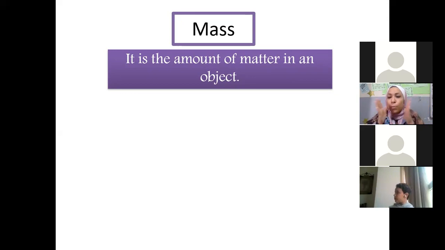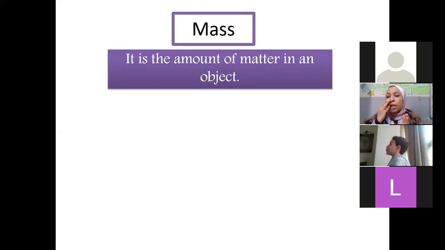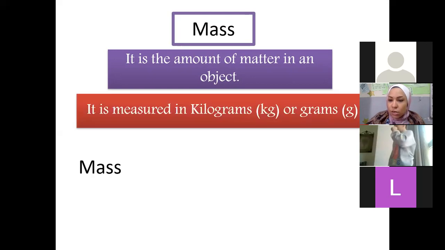Okay, so the amount of matter inside any object is its mass, and it will never change. Okay, and we can measure it using kilograms and grams. The unit of mass is kilograms and grams.